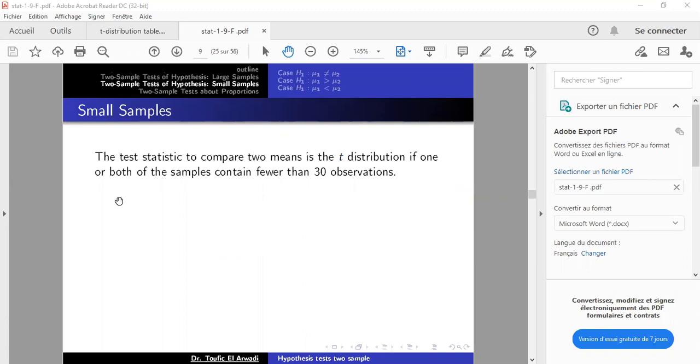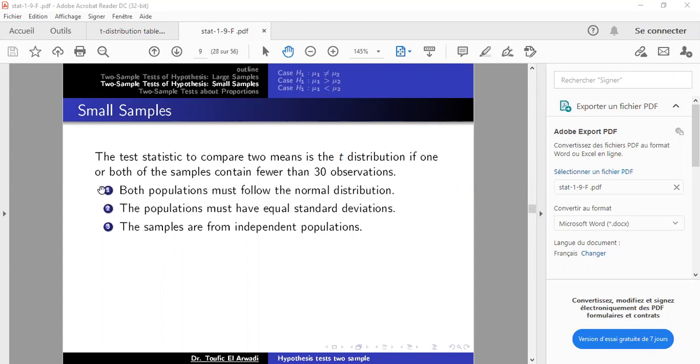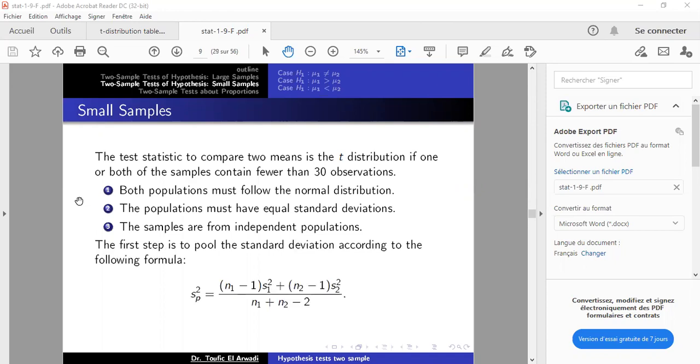distribution. We'll see how. The test statistic to compare two means in the t distribution applies when both samples' sizes are lower than 30, so that we can talk about the t distribution. Both populations must follow the normal distribution, the populations must have equal standard deviation, and the samples are independent.